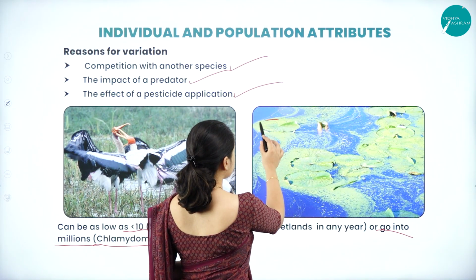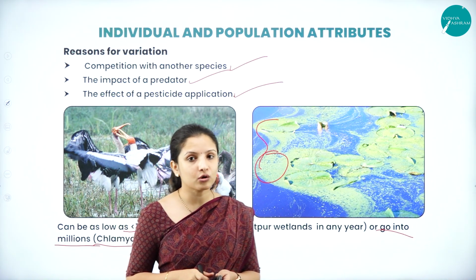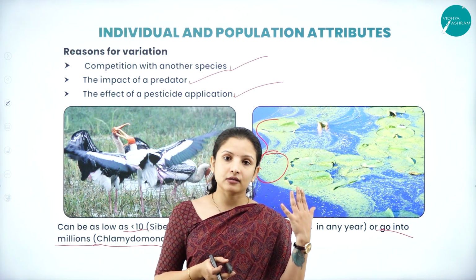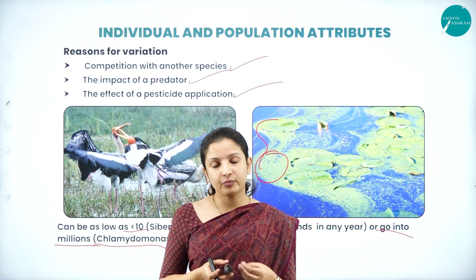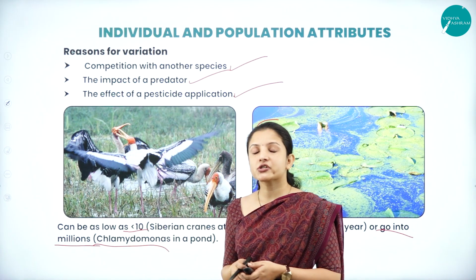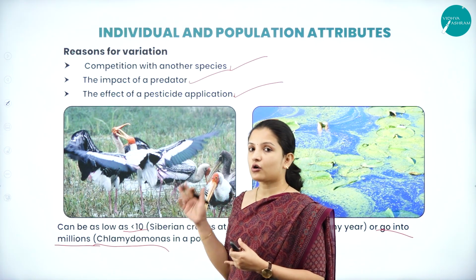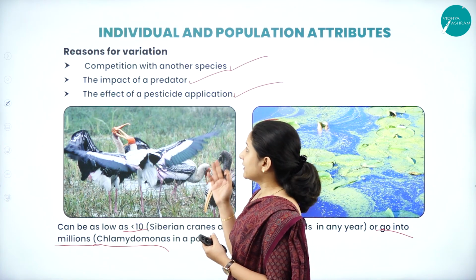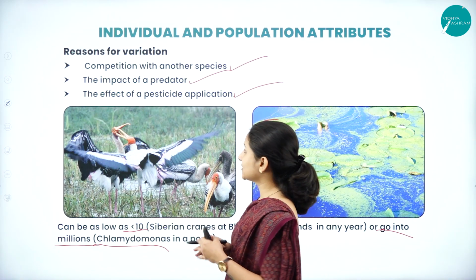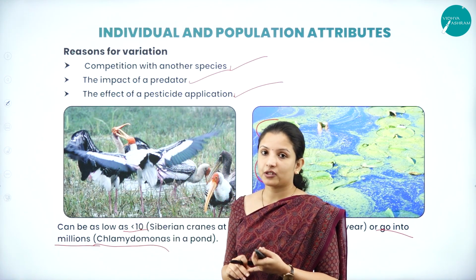So you can see here Chlamydomonas. These are the Chlamydomonas species which are growing in the pond water. There are millions of Chlamydomonas which are growing, and even a slight decline in the population is considered a reduction in the population, or a variation in the population has occurred. So these are different reasons for variation: competition between the species, then the impact of the predators, and the effect of the use of pesticide. All these are the important reasons why a variation in the population is occurring.